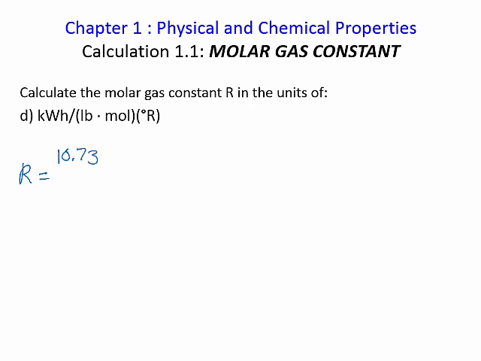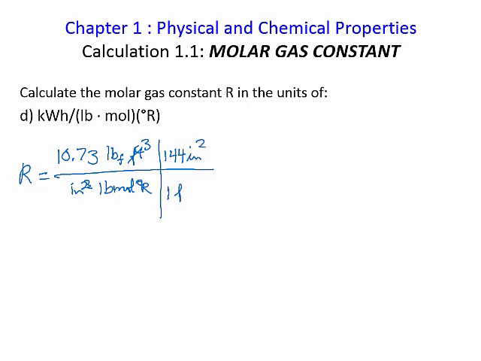For part D, we will use the value of R calculated earlier in part B as 10.73 pound force over inch square, which is the same as PSIA, foot cube over pound mole degrees Rankine. This is the value of R we calculated in part B. We will convert the inch square to foot square, 144 inch square over 1 foot square.